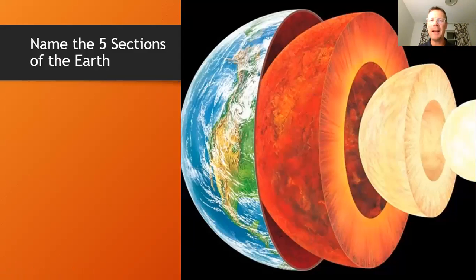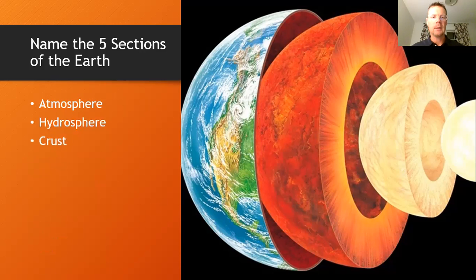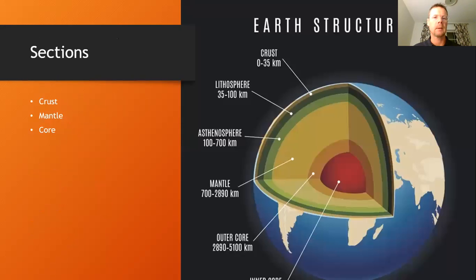Now, there are 5 sections of the Earth we're going to cover in this chapter, but we're going to spend most of our time at the outer reaches. Now, the 5 sections of the Earth are the atmosphere, the hydrosphere, the crust, the mantle, and the core. And we're going to spend most of our time in module 6 in the crust, in the outer reaches of the mantle, quite frankly, again, what we call the lithosphere.